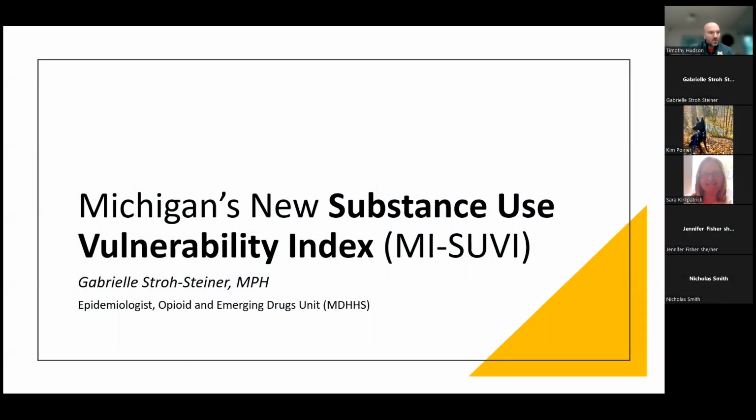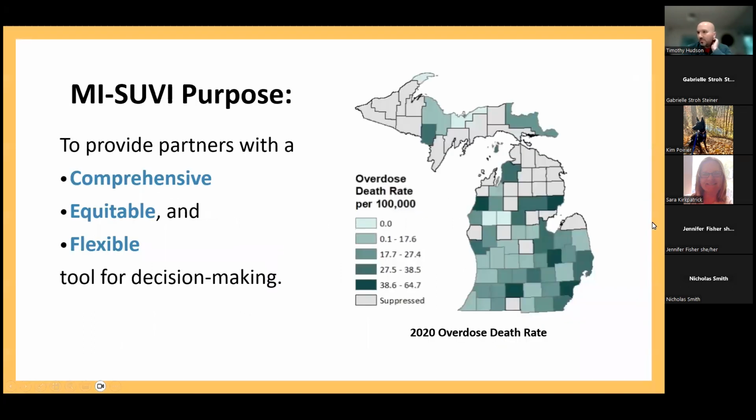Walking through how we developed the tool, considerations for how to use it, and then walking through some data examples pulled out from the tool. So with that, I'm going to jump on in.